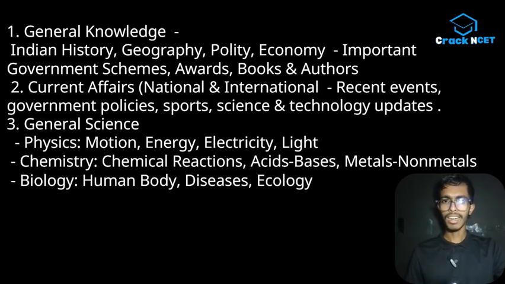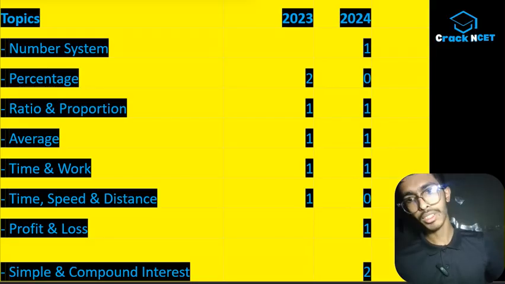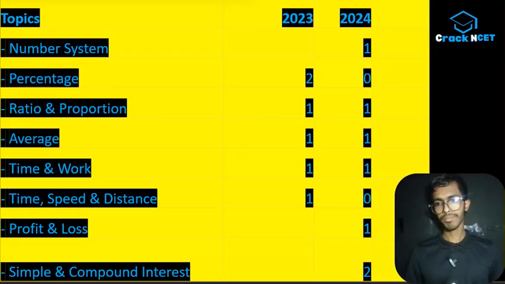Other than that, under current affairs, you will have whatever things have been happening around you for the last 6 months. So you just have to go through the newspapers. We will also be bringing lectures for this, but our major focus will be on the reasoning part. Here is the mark distribution for the reasoning part, for the 2023 and 2024 NCET papers.